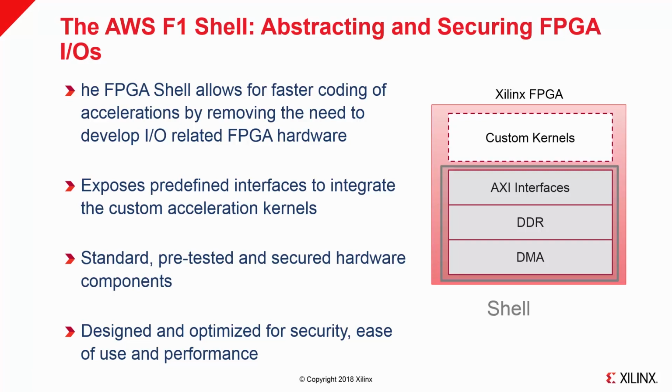As mentioned previously, the F1 FPGA comes pre-configured with hardware functionality to manage communication to and from the FPGA. The hardware layer is commonly referred to as the F1 shell or SH. The shell abstracts the FPGA IOs and presents a standard AXI interface to the kernels. The shell also includes features ensuring the reliability of the platform and the security of the hardware IP. The shell has been thoroughly tested and has been designed for optimal performance.